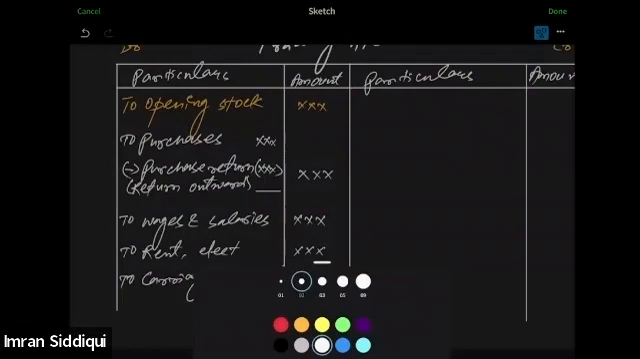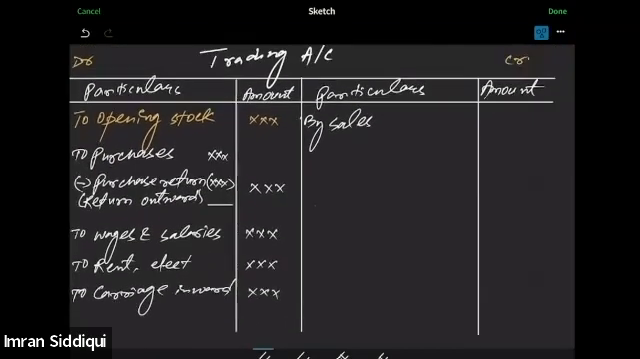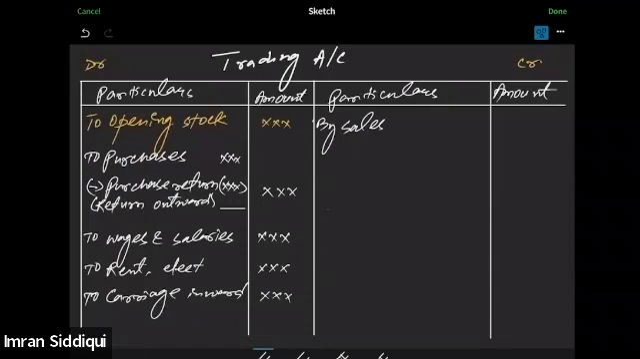So when it comes to income, the first thing that we record in the trading account is the amount of sales that has been made. Sales will always be shown on the credit side, but just like the purchases, where the net value of the purchase is always written in the trading account, similarly, sometimes out of the goods that we sell to the customer, the customer also returns some goods.